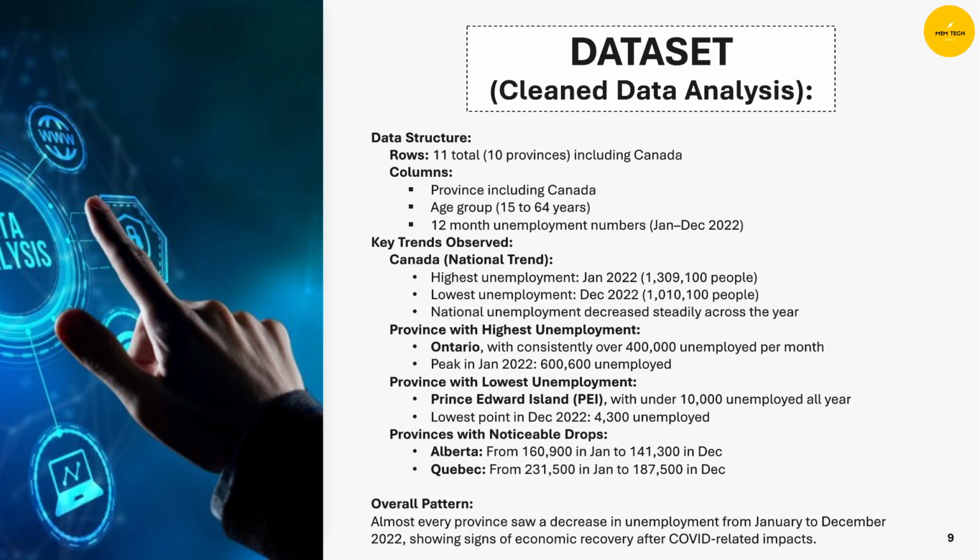The numbers are presented here, and the lowest in December 2022, with Ontario having the highest unemployment, peaking at 600,000 people in January. Prince Edward Island had the lowest unemployment, dropping to 4,300 people in December. And Alberta and Quebec saw a noticeable drop in unemployment from January to December.